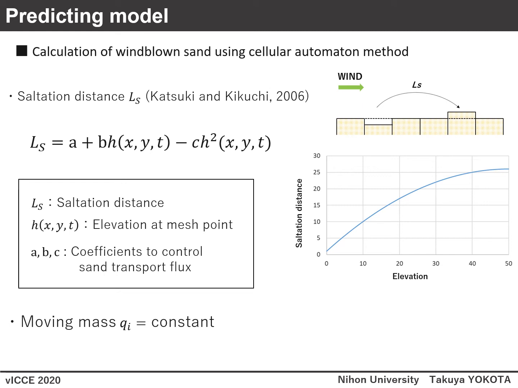And in the calculation of windblown sand by a cellular automaton method, the two most important processes, saltation and avalanche, were taken into account. Saltation is a process whereby sand particles are transported by wind action, and the saltation distance Ls is defined by this equation. This equation is the simplest polynomial expression that can be used to evaluate the observed result of the sand flux on the sand dune, including multiphase flow.